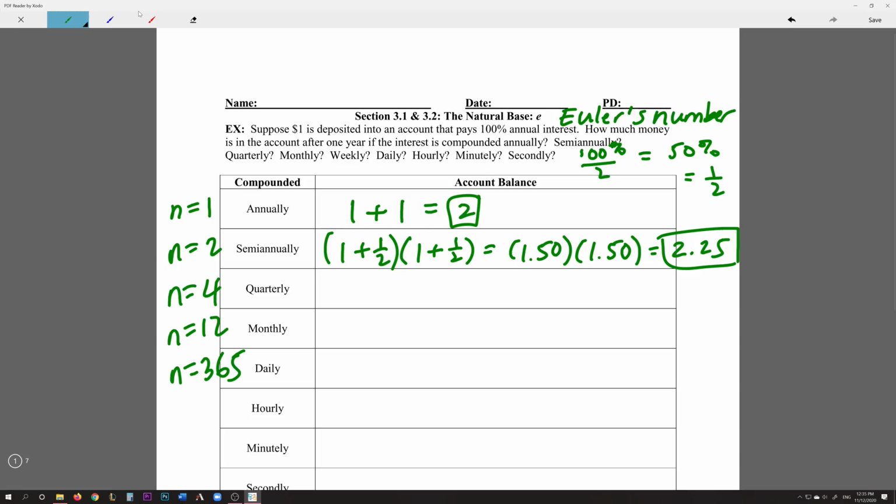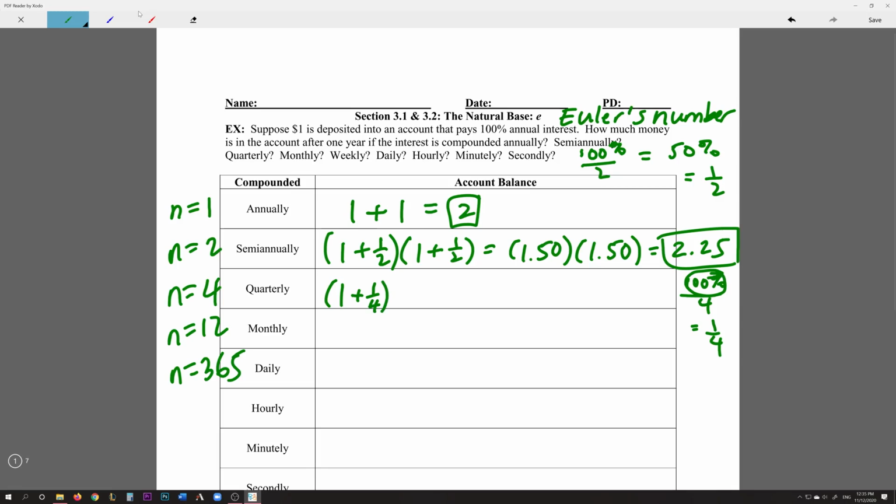So let's say you do it quarterly. 100% divided by 4. Instead of writing 100%, we can write 100% as a decimal, which is 1.0, which is really just 1 divided by 4. So after 3 months, because there are 12 months in a year and a quarter of that is 3 months, you have $1.25. And I'll keep it as a fraction.